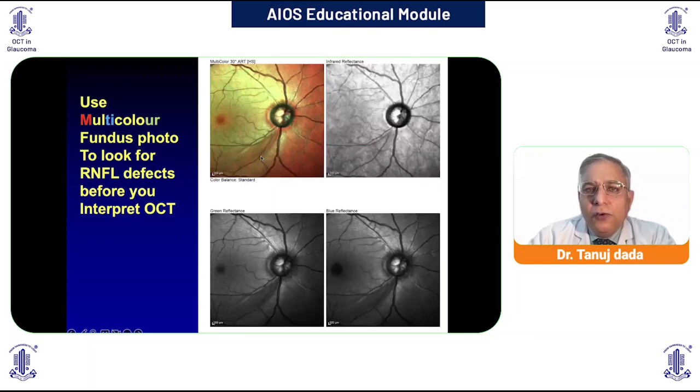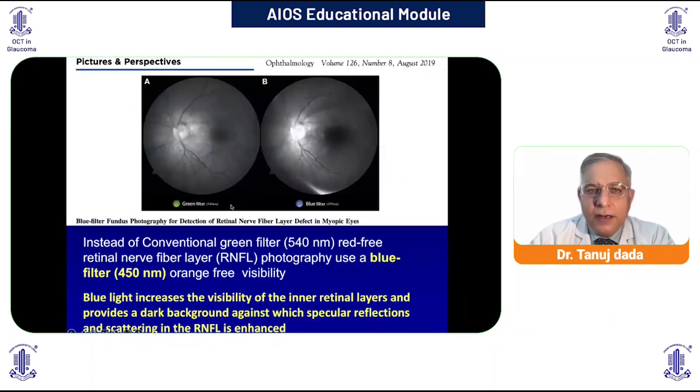And further on, you can move to the detailed OCT for interpretation. But this tells you the topographic defect that is visible on the multicolor image for a retinal nerve fiber layer defect. And this becomes slightly difficult in patients with myopic chorioretinal degeneration. And as I told you, use the blue filter, and that will show the retinal nerve fiber layer defect, which was not previously visible.